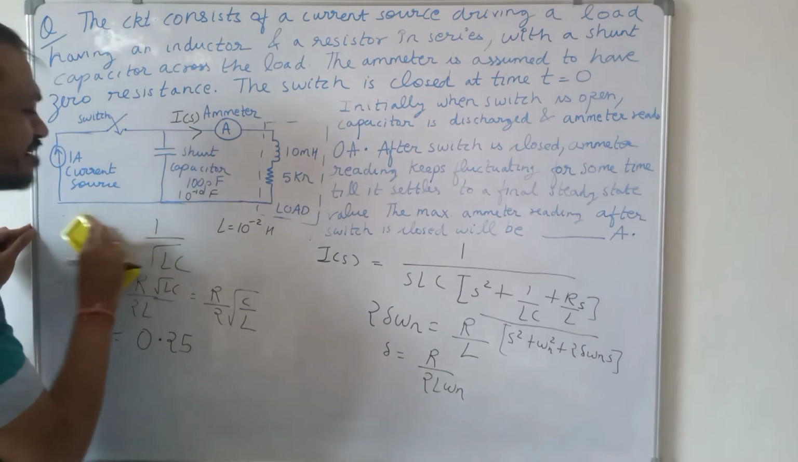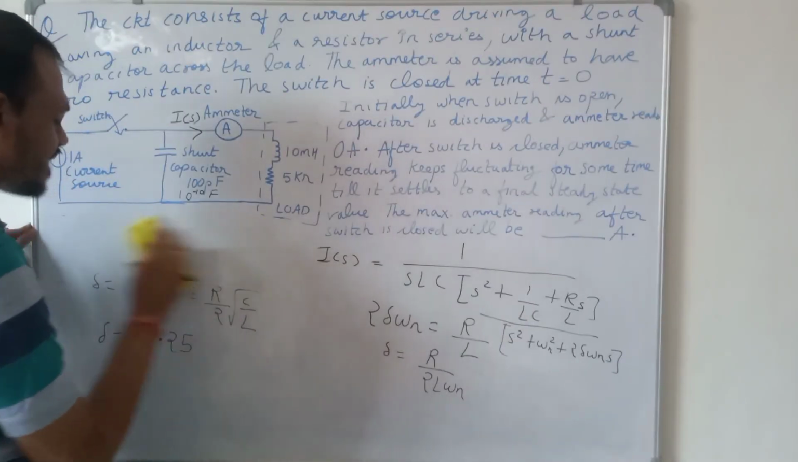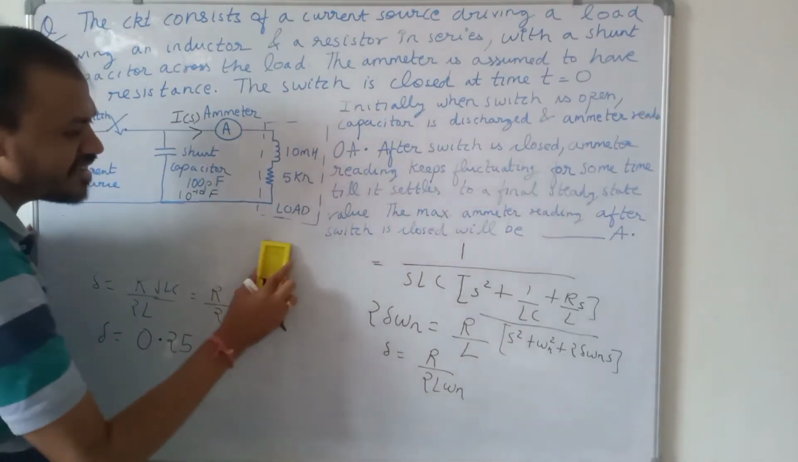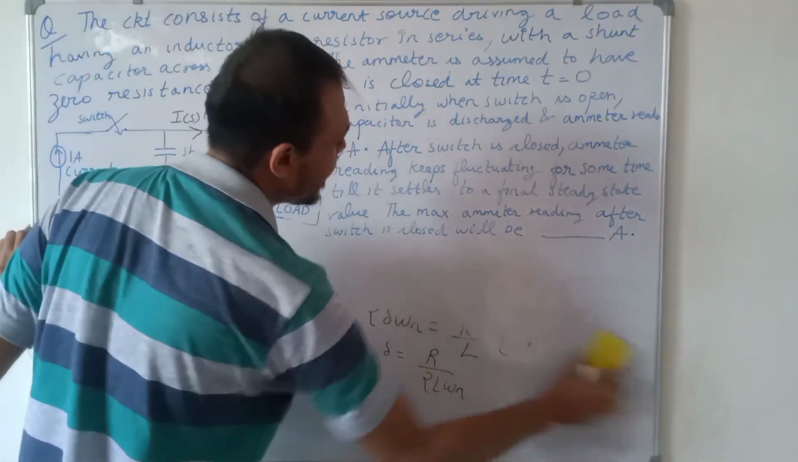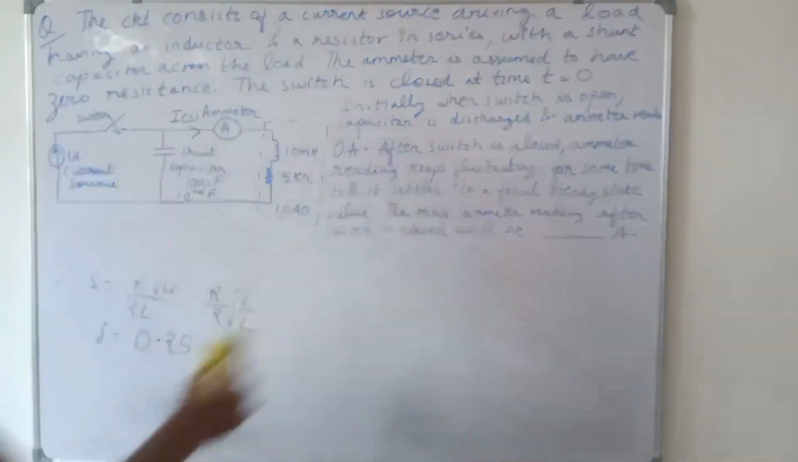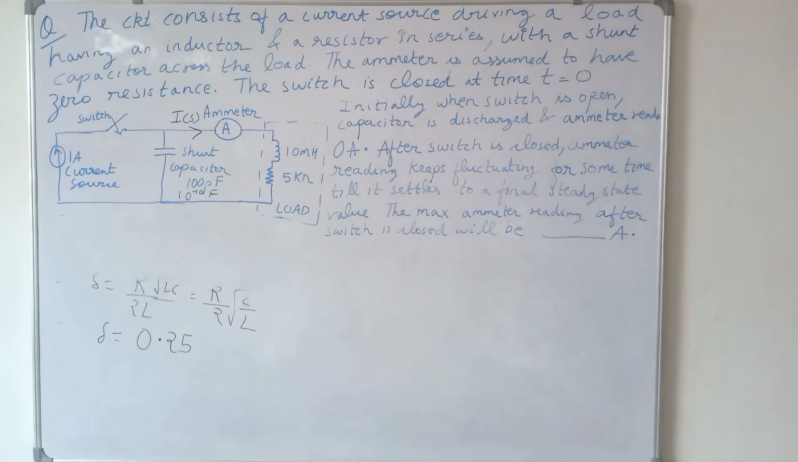Now we have to find the maximum ammeter reading. So for maximum ammeter reading, we have to find the maximum overshoot of the ammeter current. Because this ammeter current will exhibit overshoot, if we have to find the maximum ammeter reading, then we have to find the maximum overshoot as well.